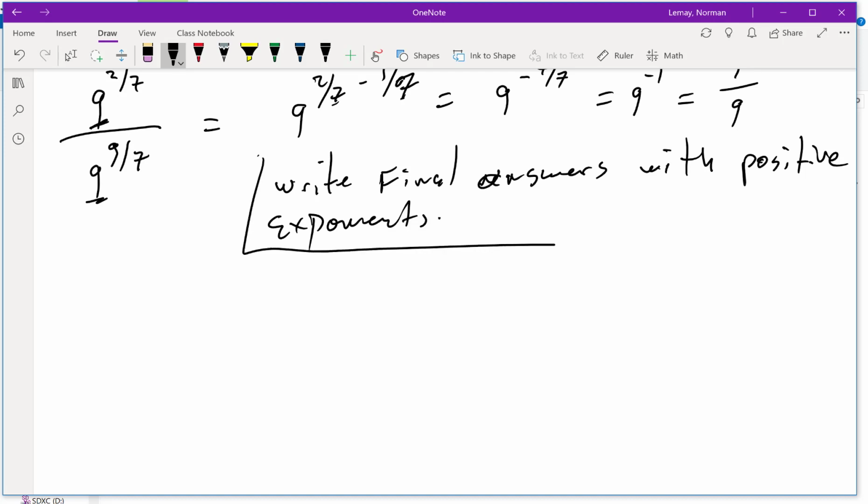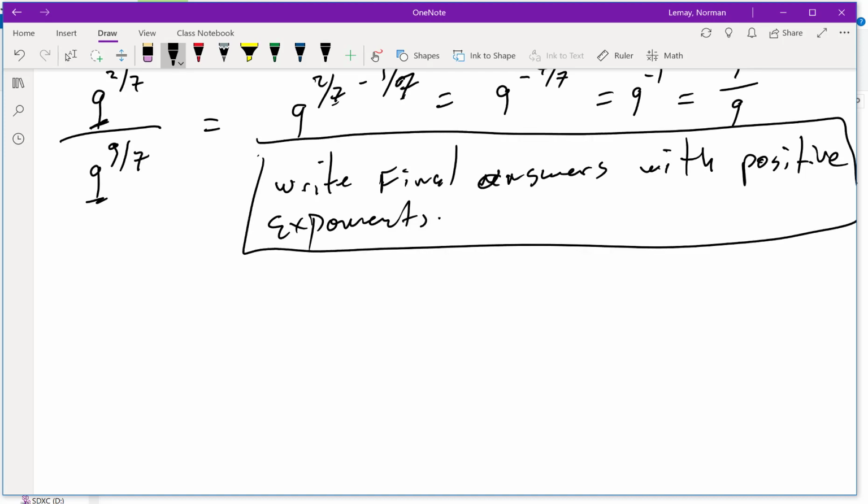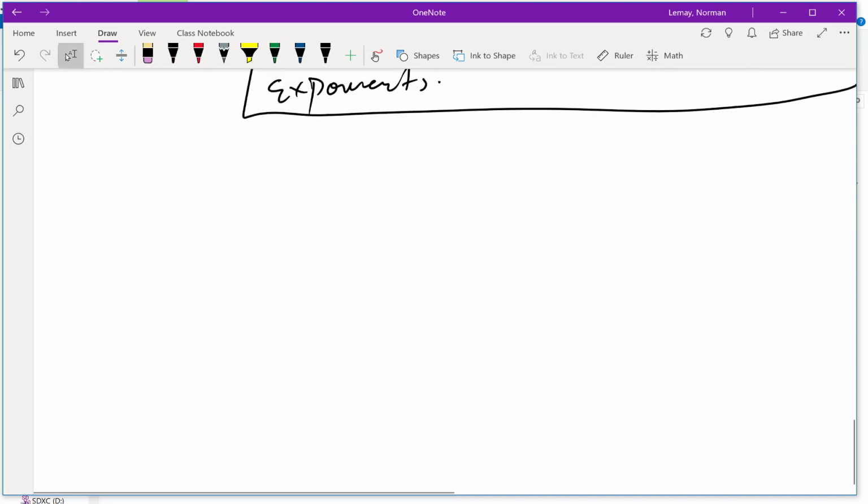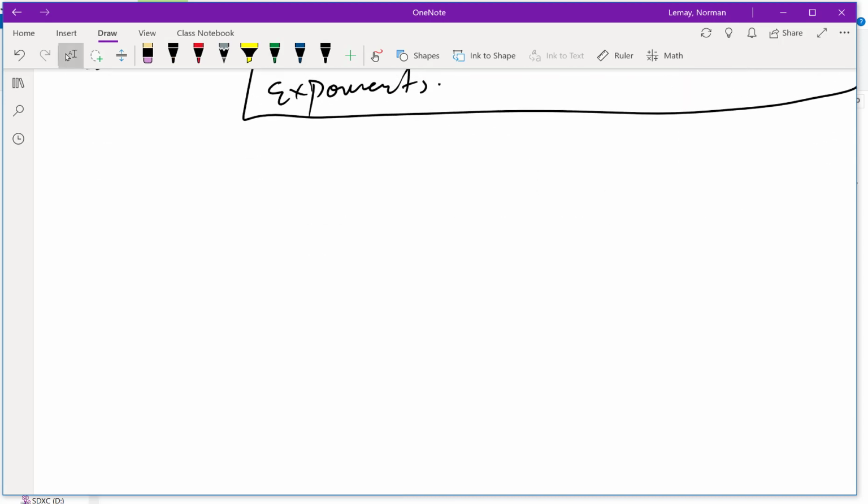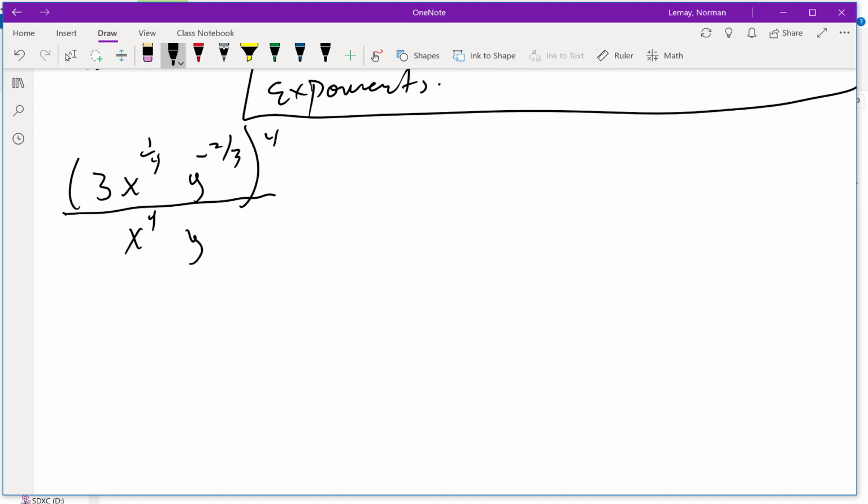Okay, this is a big time rule here. All right, so let's bring together a couple of these rules all together here. Let's take a look at (3x to the 1/4, y to the minus 2/3) raised to the 4th power, divided by x to the 4th y.